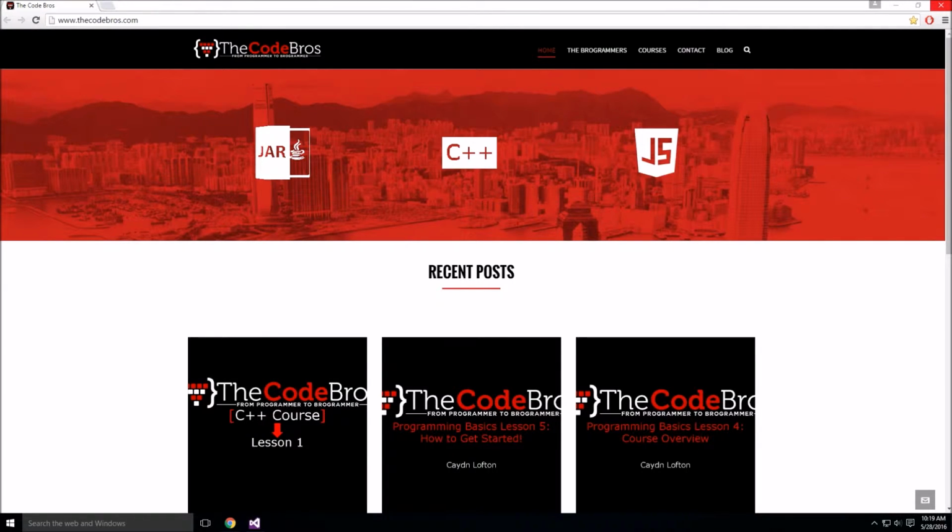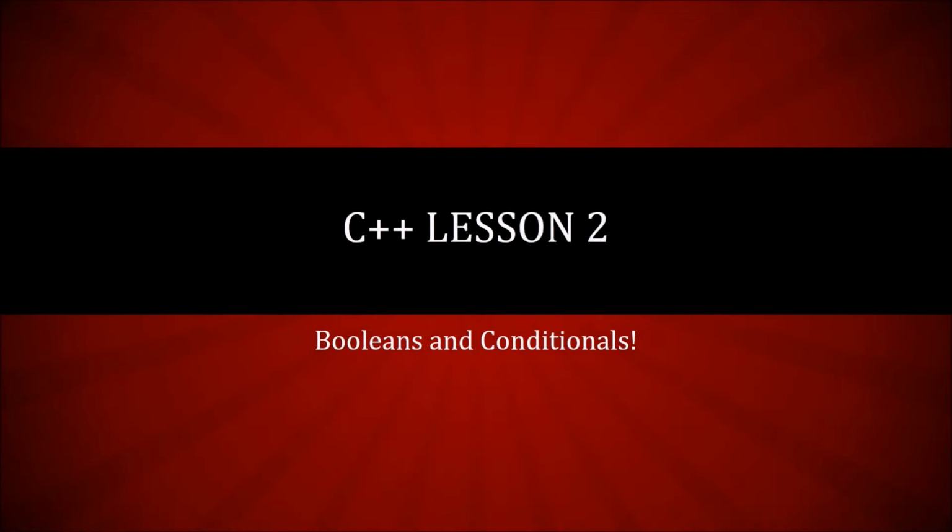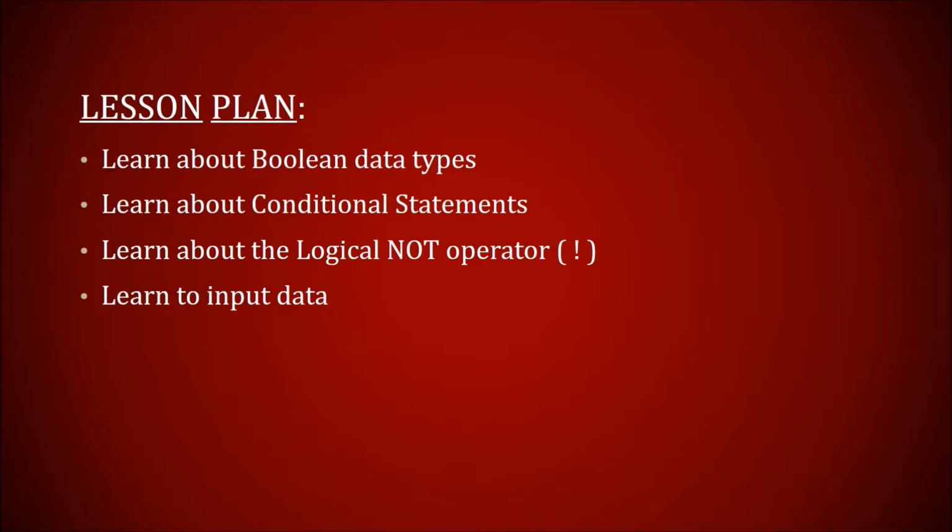Today we're going to be covering C++ Lesson 2. In today's lesson we'll be going over the Boolean data types. We'll learn about conditional statements as well as the logical not operator, which reverses a current logical condition. That's used by calling the exclamation point. And then we will also learn to input some data, similar to how in last lesson we learned to output data.